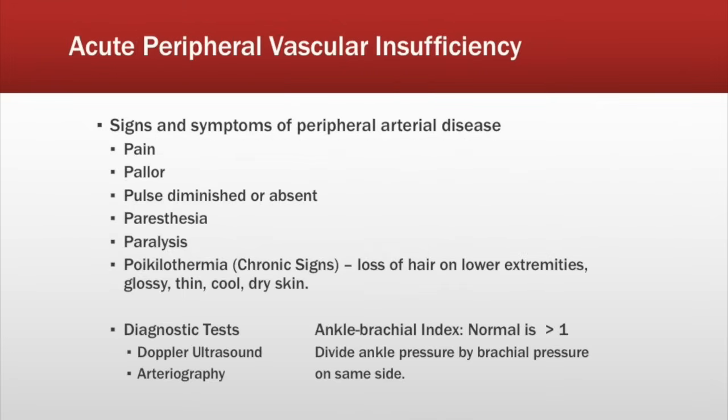Moving on to acute peripheral vascular insufficiency. So this is the disease where your vascular system is insufficient. You can have insufficiency both on the arterial side and the venous side. So let's go over the arterial side. Signs and symptoms of acute or chronic peripheral artery disease are pain, pallor, pulse diminished or absent, and these are going to be your distal pulses or your peripheral pulses, paresthesia, paralysis, and poikilothermia.